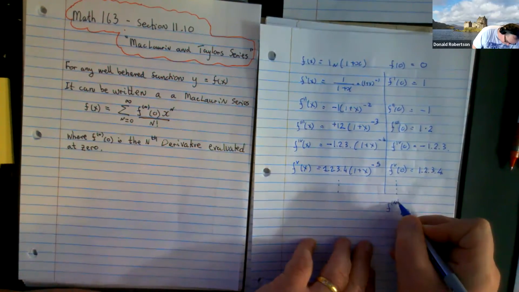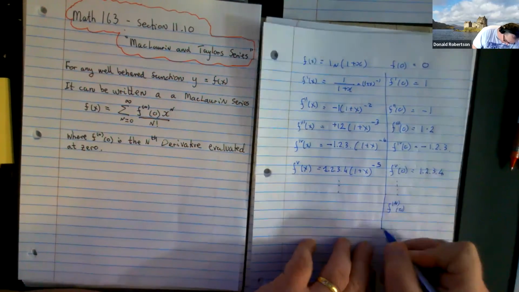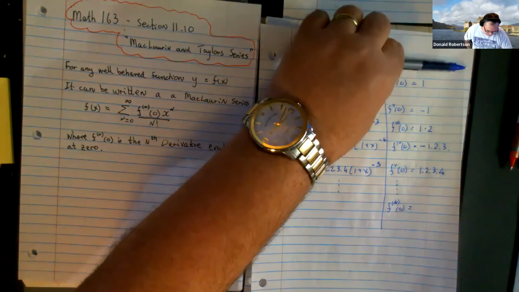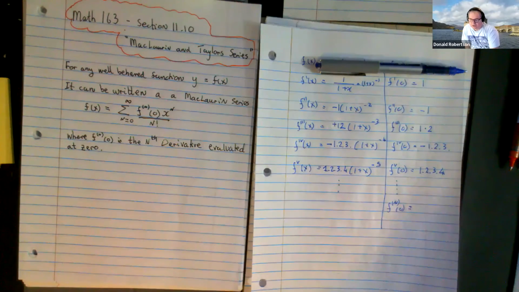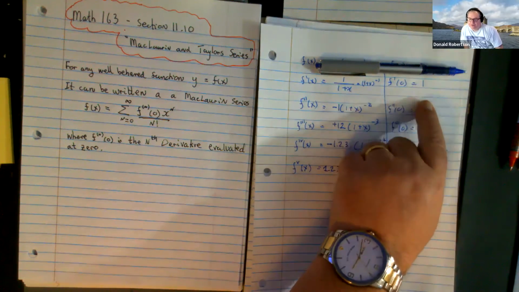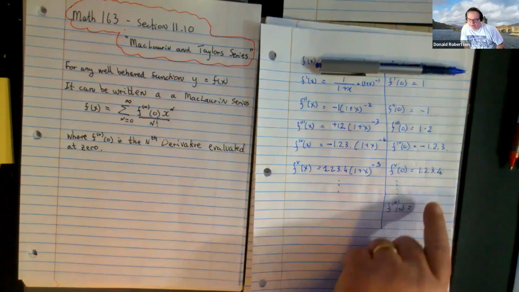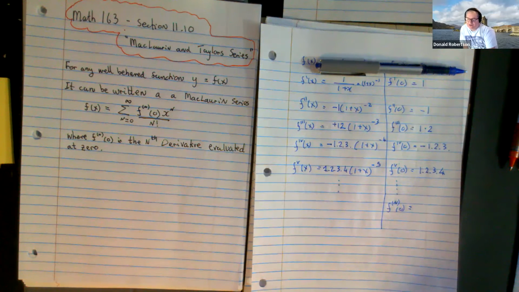So I need to know what the nth derivative is. Forget about that one there. That one we basically can ignore, because we'll just start our series at 1. So the first derivative, second derivative, third derivative, fourth derivative, fifth derivative. I need the nth derivative.